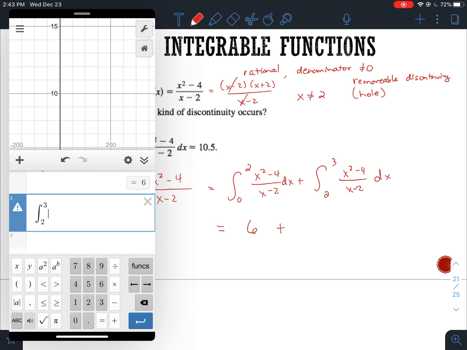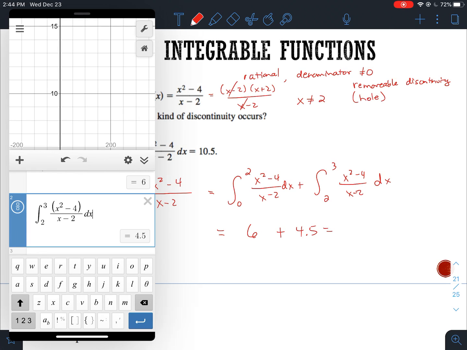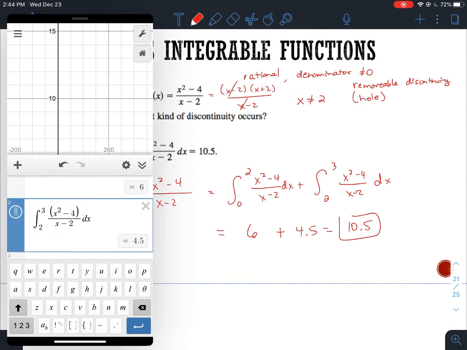So it's going to be 6 plus, and then I'm going to integrate from 2 to 3 of that same thing. So 2 to 3, and then x squared minus 4, and then divided by x minus 2, and then dx, and I get 4.5. And if I added those two pieces together, I'd get 10.5.